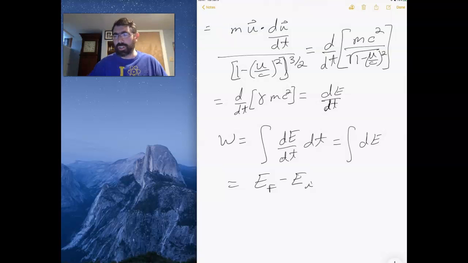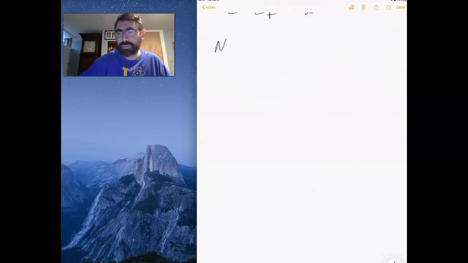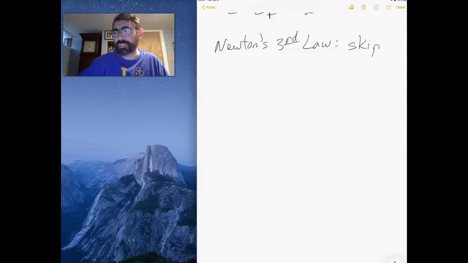Okay, Newton's third law is a little bit trickier. And so in the end, what I'm going to do is essentially skip it. Because Newton's third law implies a collision between one object and another object in order for the force of one object to cause a reaction force in the second object. And if I have two objects, that implies two frames of reference, and so that's getting a little more complicated than we want to deal with in this class.